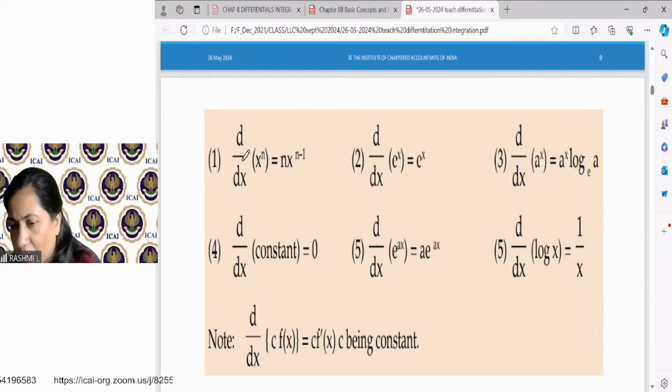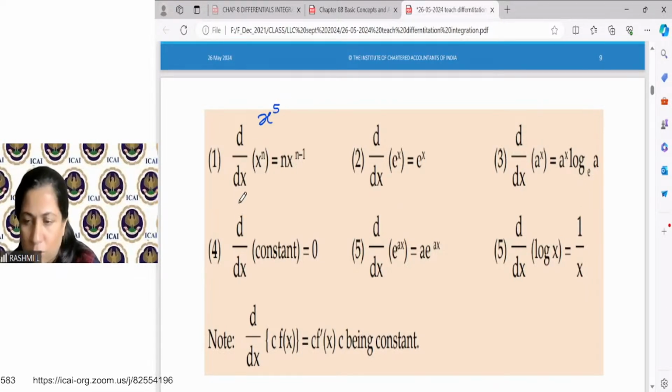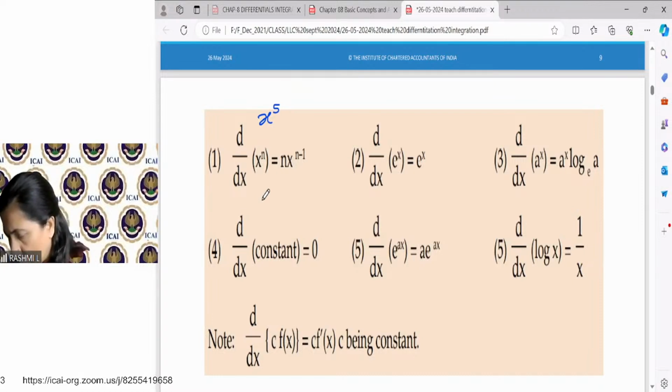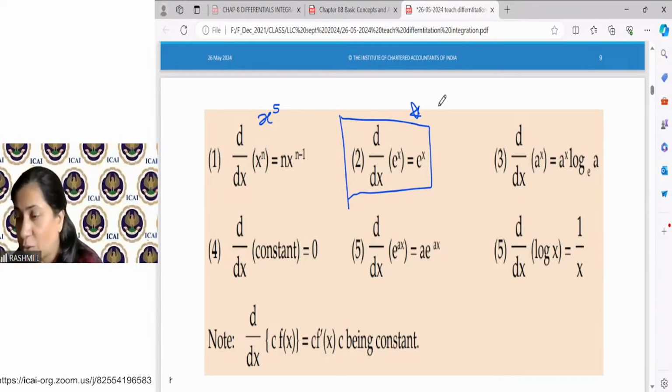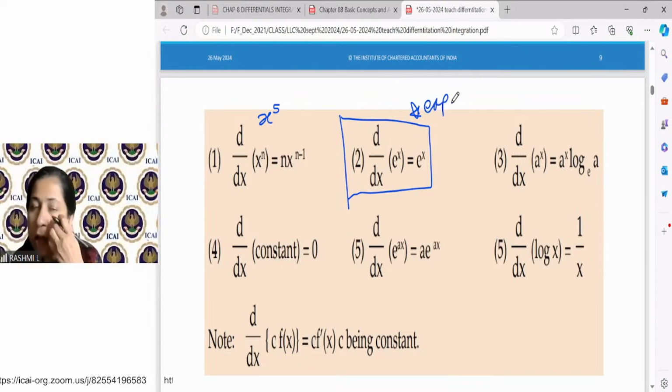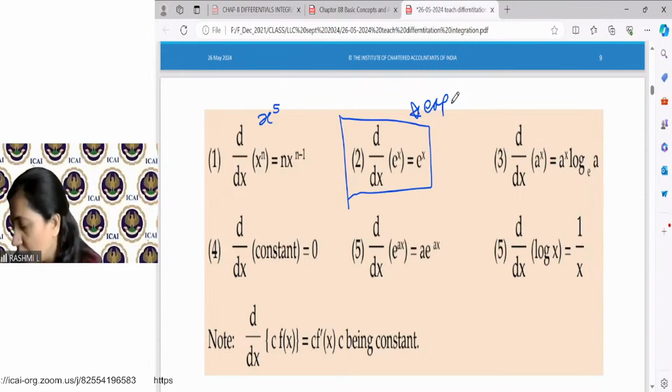Now, what are the formulae? d by dx of x raised to n is n x raised to n minus 1. So if I have something like x raised to 5, I will use this formula. Then, if I have an exponential, d by dx of e^x is equal to e raised to x. You must remember this. Sometimes by mistake we use the formula for a raised to x. The derivative and integration of the exponential function e raised to x is always e raised to x.